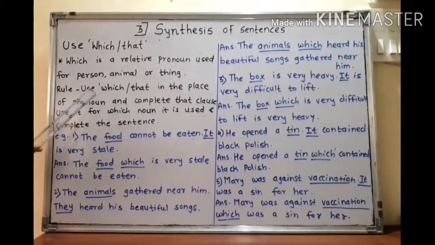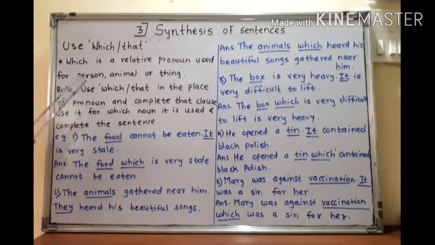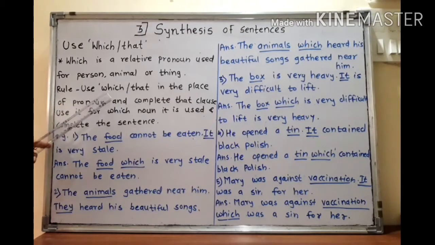Where the pronoun is used, that clause you have to write first. After using which or that in the place of that pronoun, complete that clause, and use it for the noun it stands for, then complete the sentence. First find out for which noun the pronoun is used and write that noun. After that, write that clause, replacing the pronoun with which.